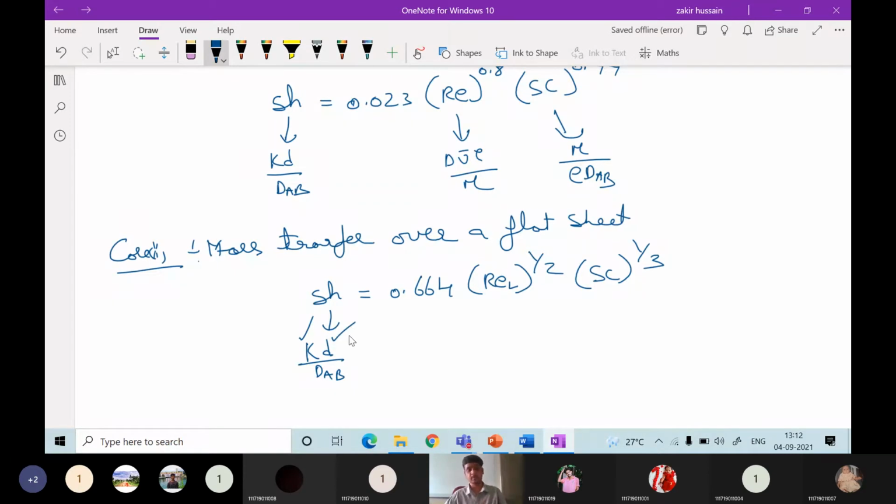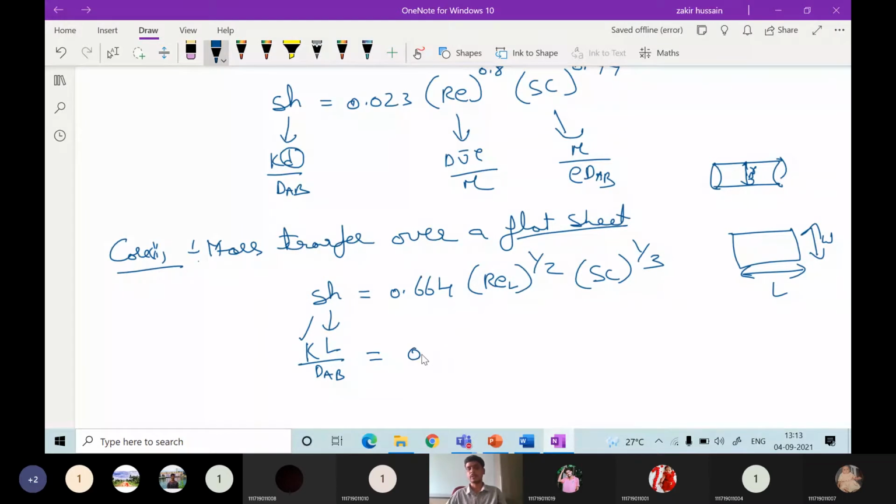Sorry, this is a flat sheet. For a pipe wall there is a radius and a diameter, R and D. But for a flat sheet there will not be any diameter; length and breadth will be there. That's why the Sherwood number also needs to be modified. In place of the diameter D, we will keep the length of the sheet.